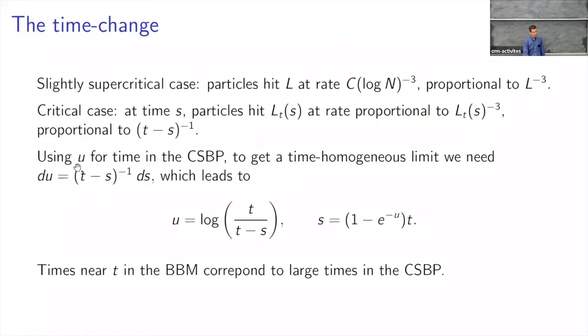And so if we want to get a time homogeneous process in the limit, if we use u to denote the time for the continuous state branching process, then the rate du at which time is moving forward needs to be proportional to 1 over t minus s. And so solving this differential equation, we get that u should be the log of t over t minus s. And then rearranging, we see that time u in the continuous state branching process corresponds to a time of 1 minus e to the minus u times t in the branching Brownian motion. And so in particular, the behavior of the branching Brownian motion near time t is matching up with the large time behavior in Neveu's continuous state branching process.